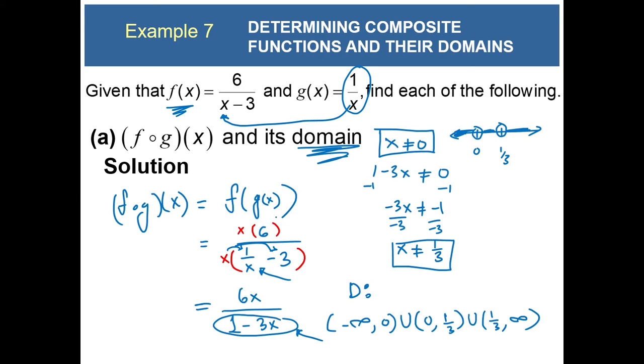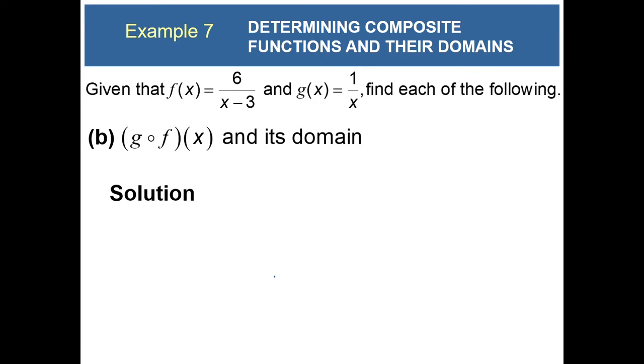So look through your steps, making sure at every moment you are not dividing by 0. Part B, we're going to do g of f of x this time. G of f of x means we're going to take the function f and plug that function into g. So we're taking 6 over x minus 3 and we're going to plug that into the function g.